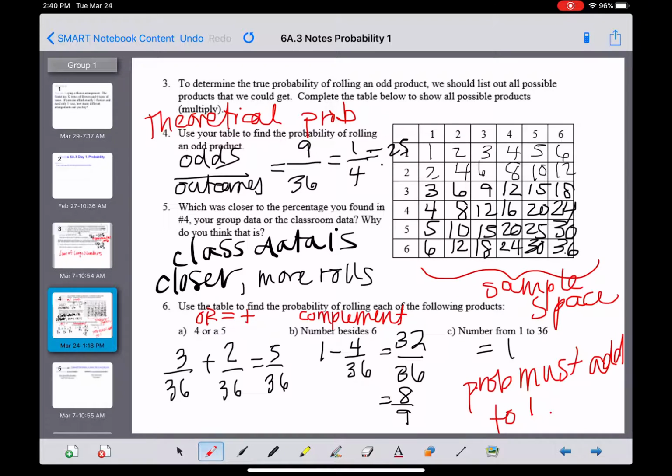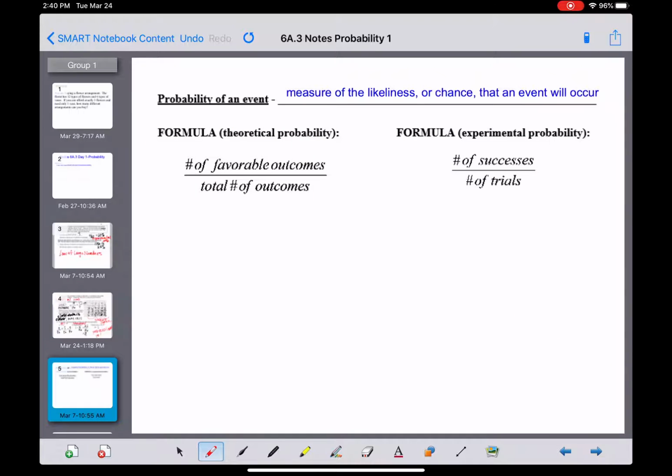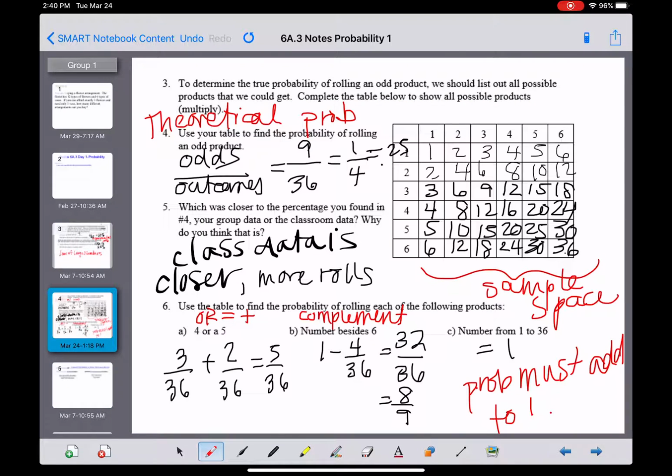So now we are going to take a few notes on the next page. So the probability of an event is the measure of the likeliness or the chance that an event will occur. So the theoretical probability we talked about was the number of favorable outcomes over your total number of outcomes. So back in this example, my total number of outcomes is 36, and the favorable was 9 for odds, because that's what I wanted to find.